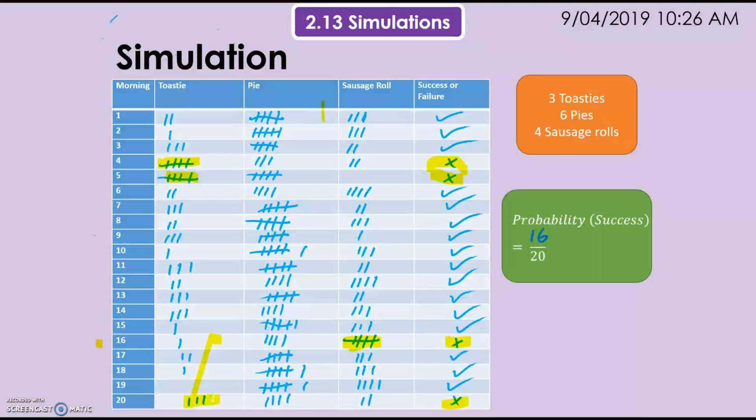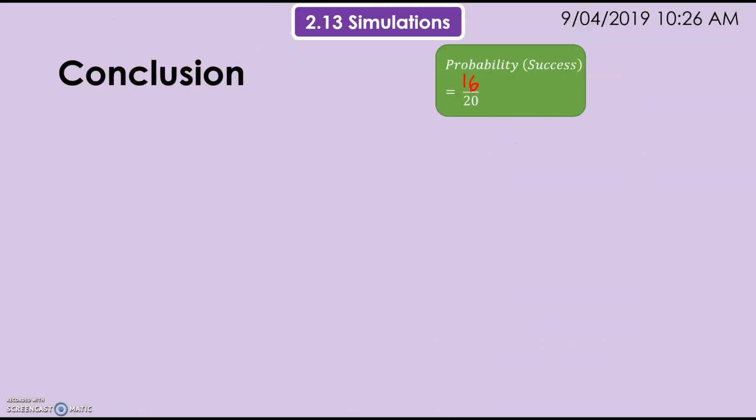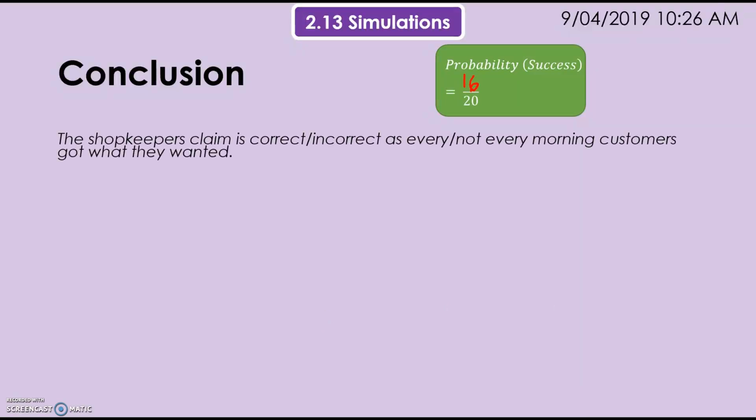That bit's really important for the extension work, thinking about the times that people missed out, they were short on toasties. So it might be that we need to increase the number of toasties we put in the pie warmer. So the conclusion, we know it's 16 out of 20. So the shopkeeper's claim is incorrect, as not every morning customers got what they wanted. So that's the achieved part sorted.